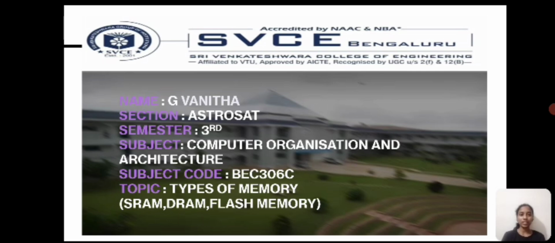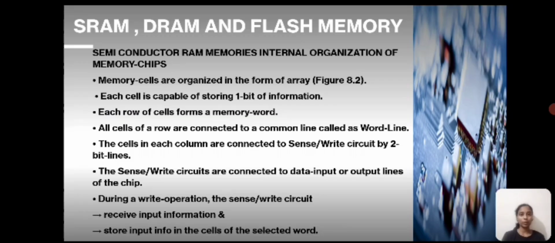Today my subject is Computer Organization and Architecture, and the topic is Types of Memory, that is SRAM, DRAM and Flash Memory. Let us see about the SRAM, DRAM and Flash Memory.